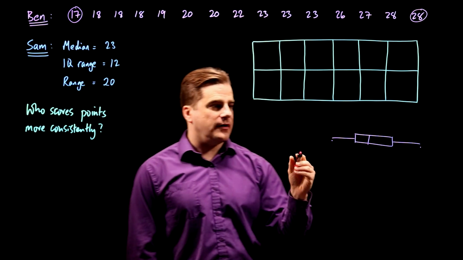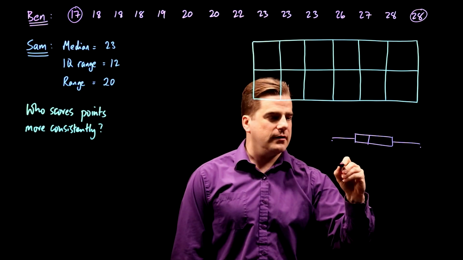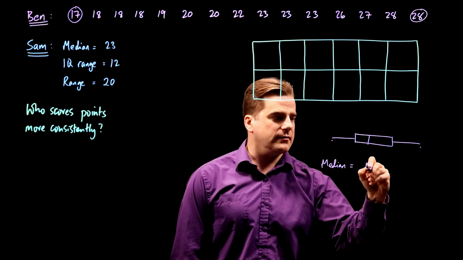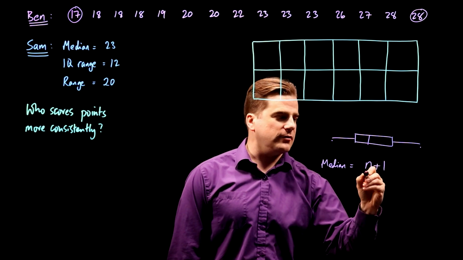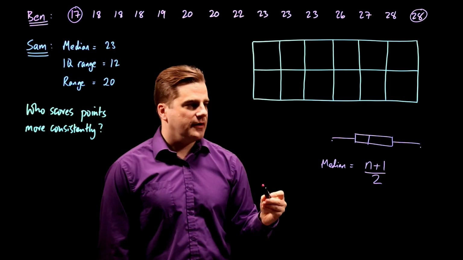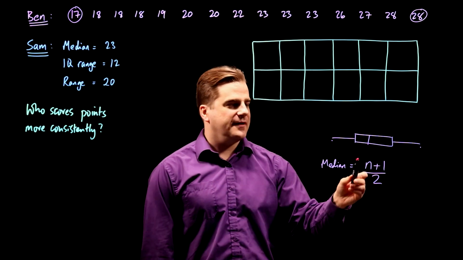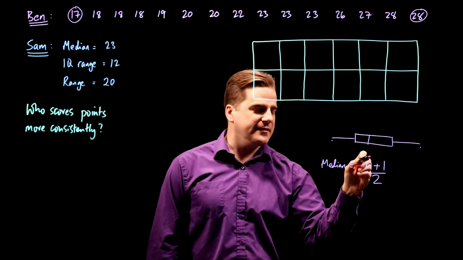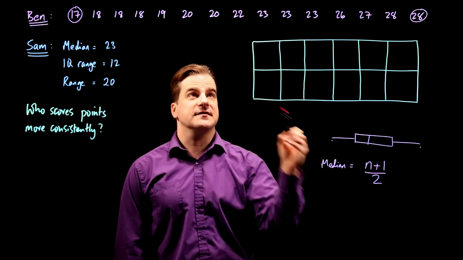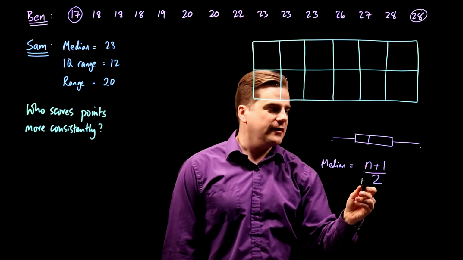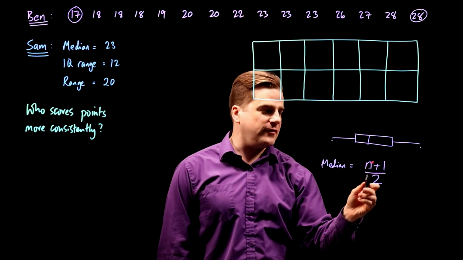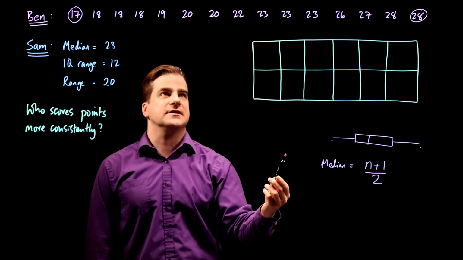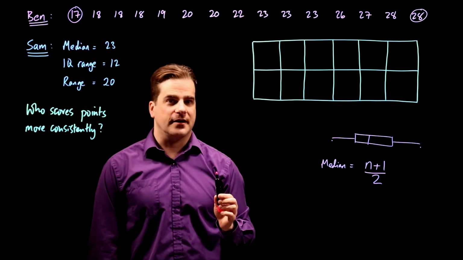Okay, to work out the median value, if you have n data points, the median is the (n plus 1) divided by 2. It's whichever number corresponds to that position. So we've got 15 data points here. The median is not 15 plus 1 is 16 divided by 2 is 8. The median is not 8. It's the value of the 8th position, okay, which is 22 in this case.